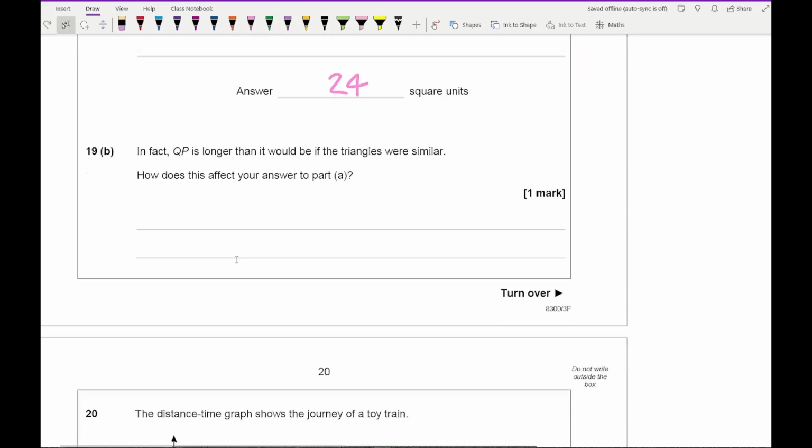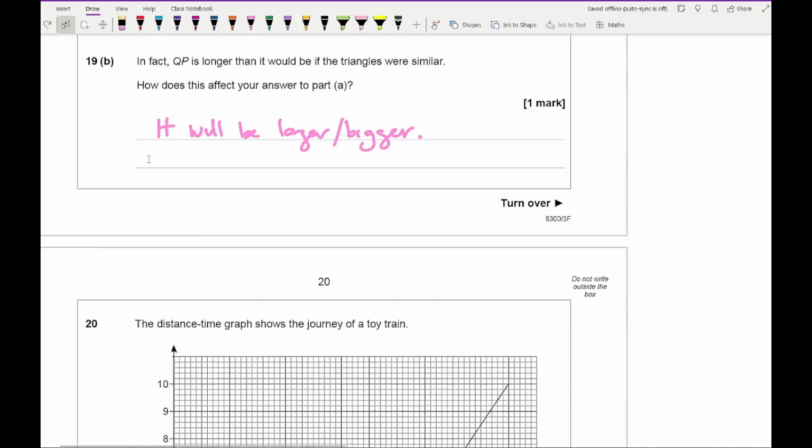Then for B, it says in fact QP is longer than it would be if the triangles were similar. How does this affect your answer in B? Well, if the base is going to be bigger, that means the area is going to be bigger, so it will be larger or bigger. Something along those lines will be fine for that single mark.